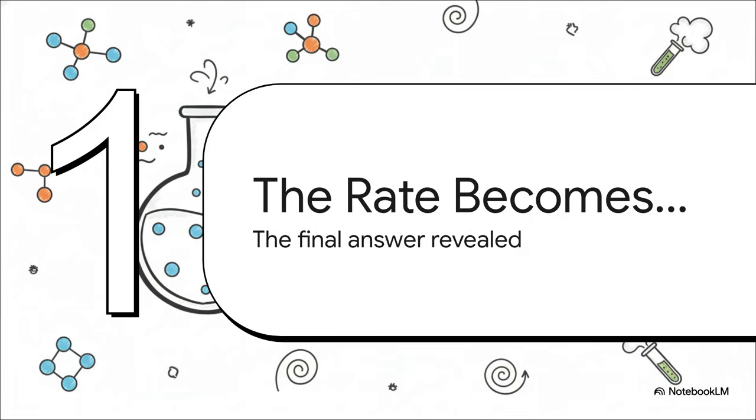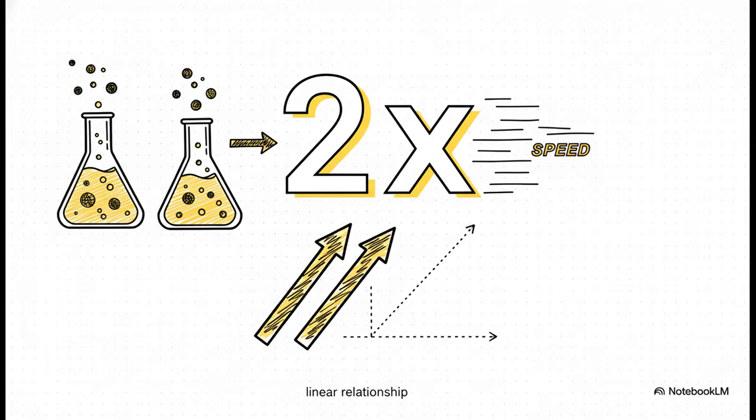So we followed the steps. We did the logic. What's the final answer? What actually happens to the rate? The math has spoken. And there you have it. It's 2x. The new reaction rate is literally twice the original speed. So it turns out our first guess was right. For this particular rate law, doubling the ingredient actually did double the speed. It's a perfect 1-to-1 relationship.